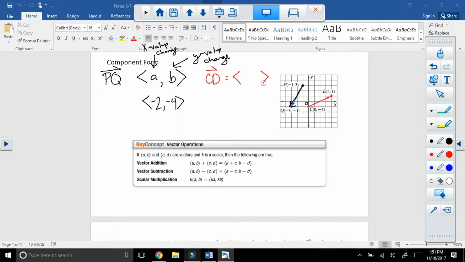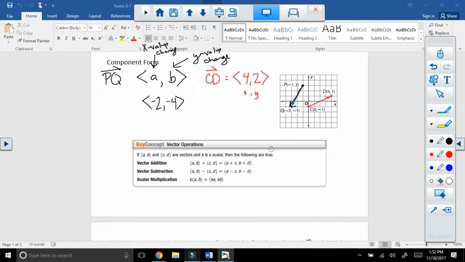The component form for that would be that this one is going to the right 1, 2, 3, 4, and it's going up 2. So it's a little bit backwards from what we're used to thinking when we're thinking slope, because the vector is talking about how the x value and then how the y value change.